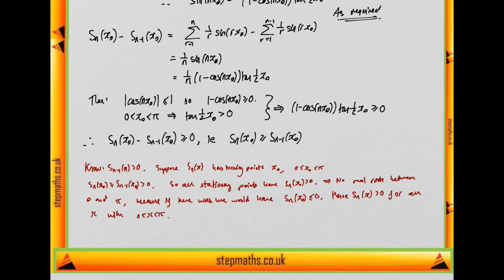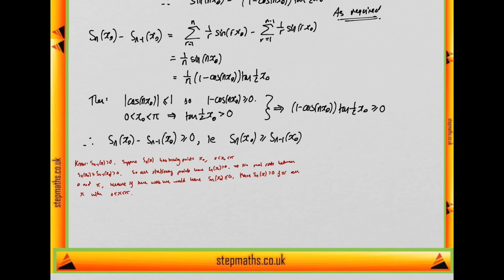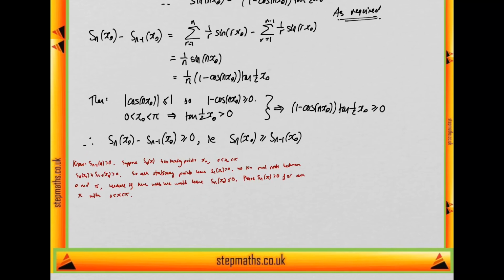Okay, if you're still not sure about all of this, let's just quickly draw a diagram. So let's just shrink this a little bit. Okay, so we're going to have something which looks like this. Suppose our Sn minus 1 of x is something like this. We know it's always bigger than 0. And then suppose that our Sn of x, let's do that in green, has some turning points, I'm going to call them all x naught. It's not great notation, but it's fine. Then we know that Sn of x naught is greater than Sn minus 1 of x naught. So it must be something like this.